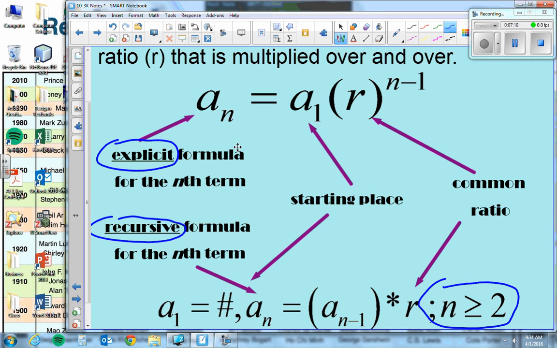And by the way, one more thing. If you look at the explicit formula up here, once again, the same idea as the arithmetic. What I mean is, here you're multiplying repeatedly, and multiplying repeatedly is doing a power. That's why it's a power. And to get from the first term to the nth term, you're going to multiply by r n minus 1 times, which is why the formula looks like this.